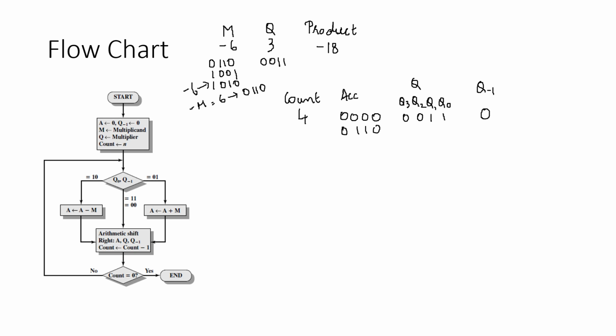0110, right? And then we just bring this down as it is, 0011 and then 0. So once we have this, what we're going to do is arithmetic shift right A, Q and Q minus 1.